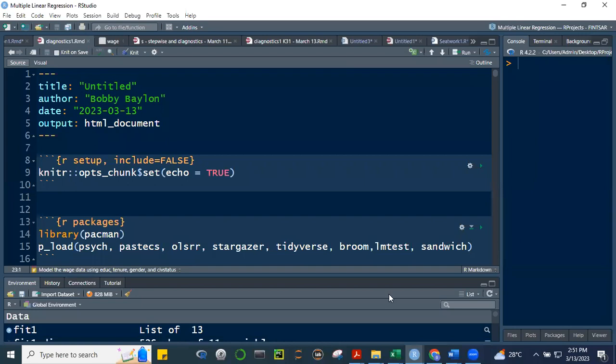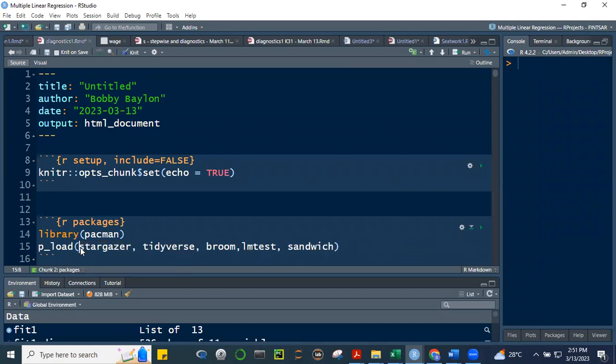Okay, so let's first load the packages that we're going to use. We have used Psych, PaceText, OLSRR, Stargazer. Actually, we just need, why don't we maybe just delete this? We just need Tidyverse, Broom, LM Test, Sandwich, maybe Stargazer. So let's load this.